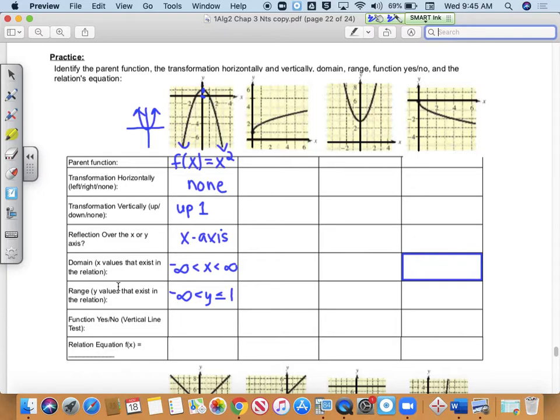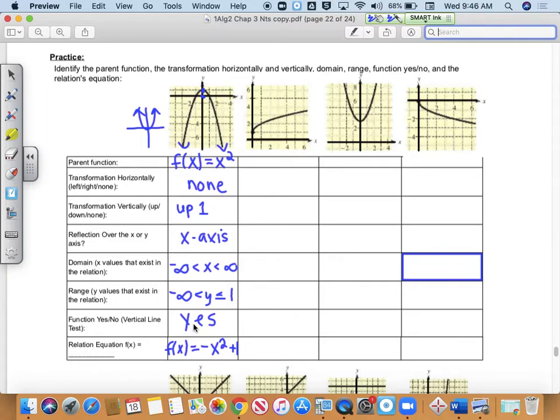You would use a less than or equal to symbol here, because it can be equal to 1. It's not an infinity. For infinity or negative infinity, those are just concepts, not numbers, so you can't use less than or equal to symbols for those. This is a function. It passes the vertical line test. And the function relation of this one, since it's flipped and it's moved up, would be negative x squared and then plus 1.